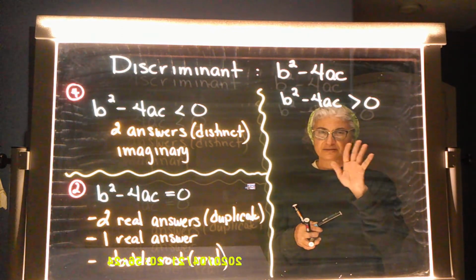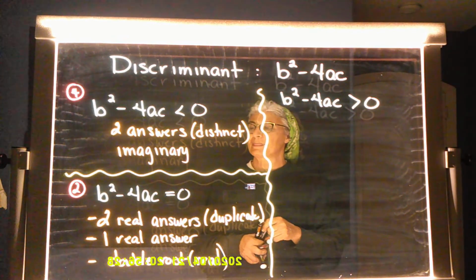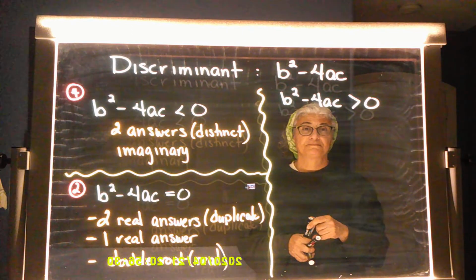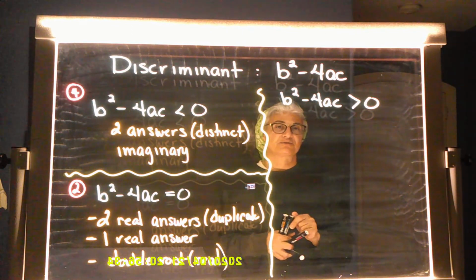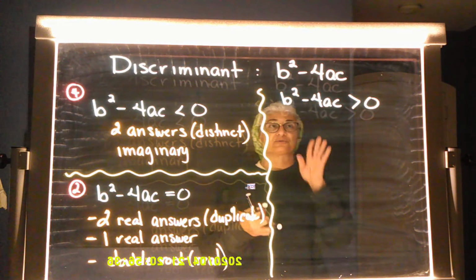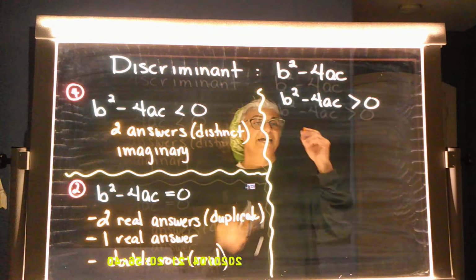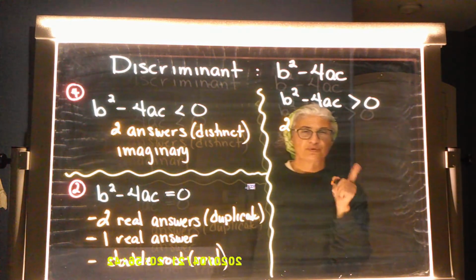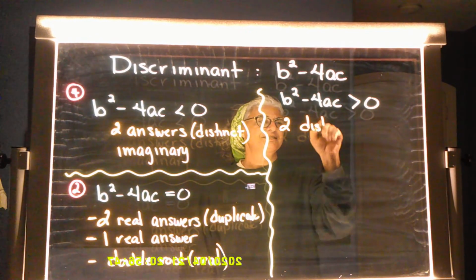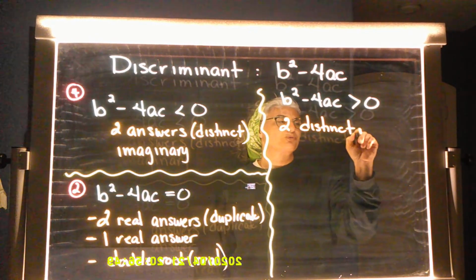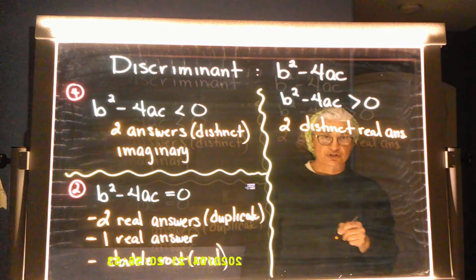Okay, so let's look. In problem 1 and problem 3, how many answers did I get? Good, I got 2 answers. Were they real answers or were they imaginary answers? Yes, they were real answers. So here's the deal. Regardless of which number, I had 2, and by the way, were the answers the same or different? Good. So I had 2 distinct real answers or solutions.